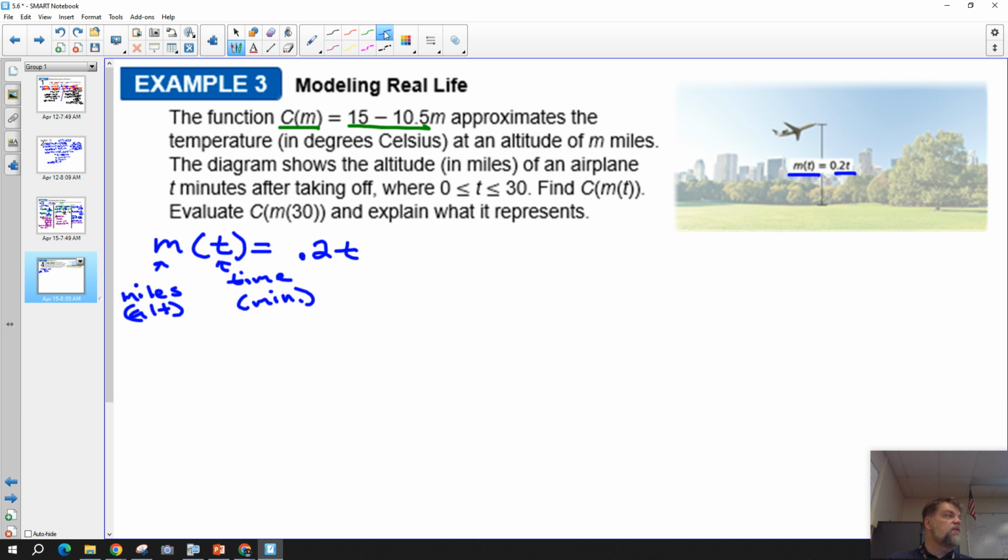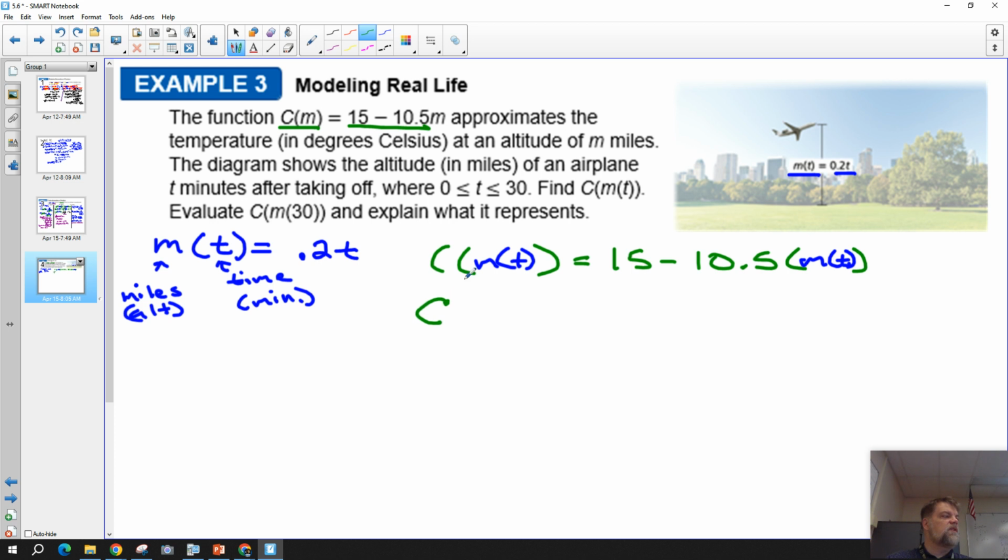All right, so then what do we do? Well, let's just start with our equation. We're going to say C of m equals 15 minus 10.5, and wherever there's an m, I'm going to put parentheses. And so this would be C of m of t, and then this would also be m of t. Okay? All right, cool.